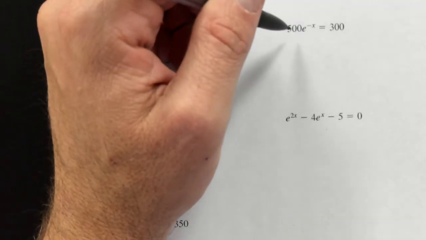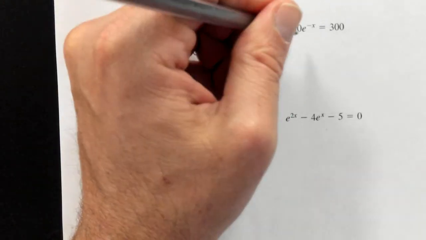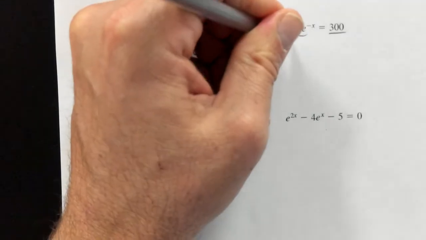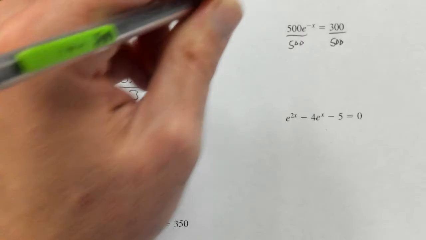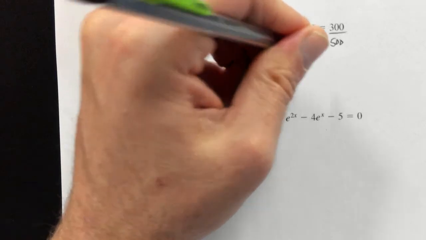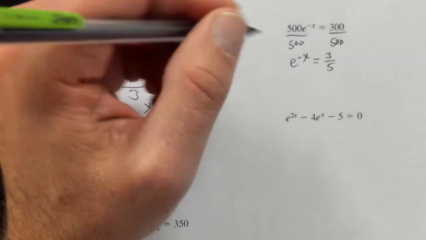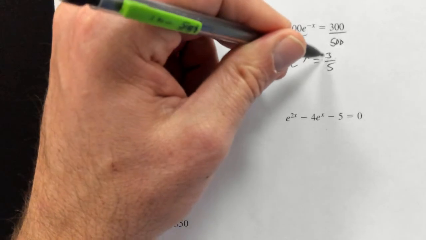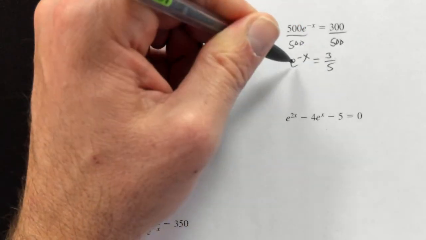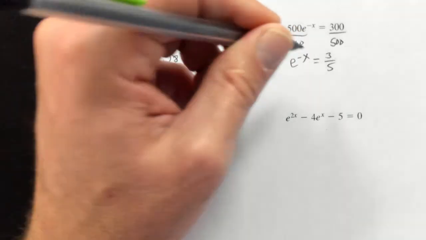All right, what about this one? 500e to the negative x equals 300. I want to solve for x. Well, just like we would normally do in any equation, we're going to divide by 500 first, because we're trying to isolate this e. So it'll be e to the negative x is equal to 3 over 5, which is what that reduces to. All right, so once again, I don't really have any way to make the bases match. There's no way I'm going to turn this into base e, right? And so what we're going to have to do is take the natural log of both sides.